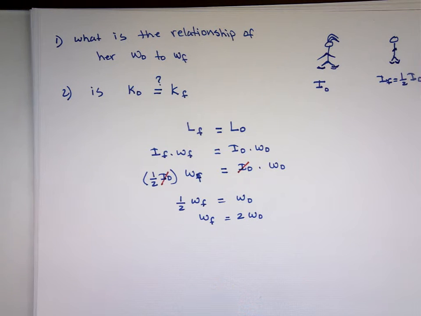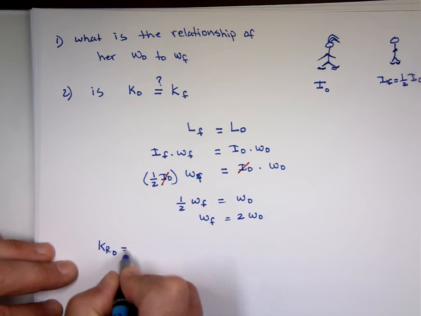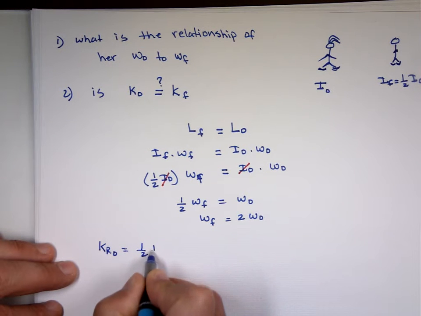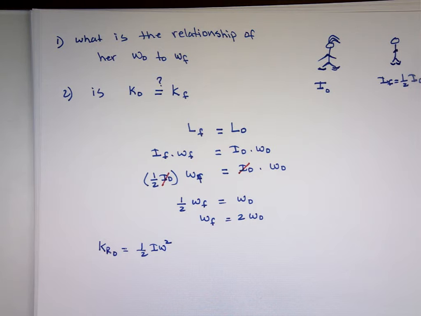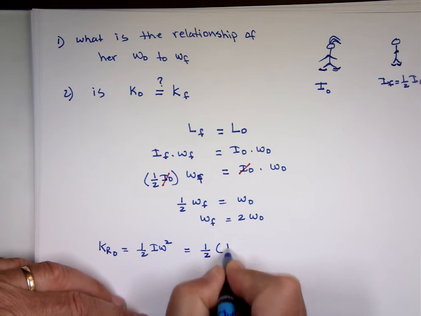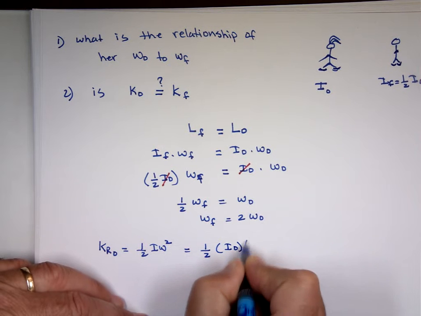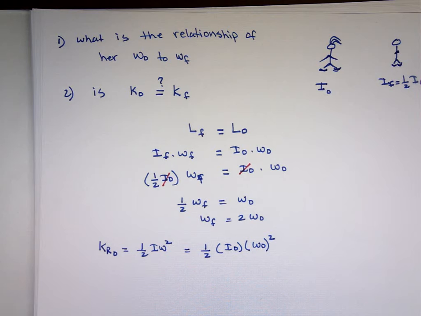Let's look at the kinetic energy. We're talking about rotational kinetic energy, kinetic energy due to rotation, the initial one. 1/2 I W squared. That's the equation for it. So the initial one is going to be 1/2, inertia is I sub 0, and W is W0, and you square it.